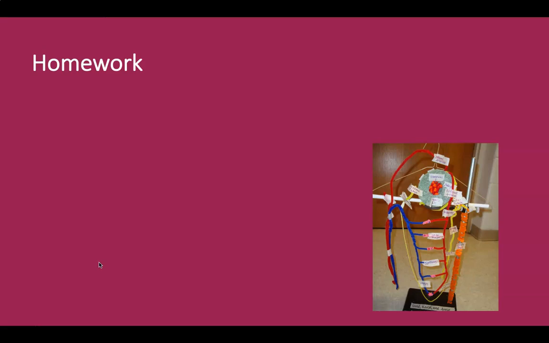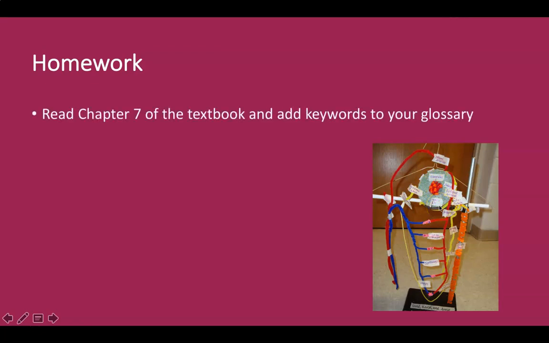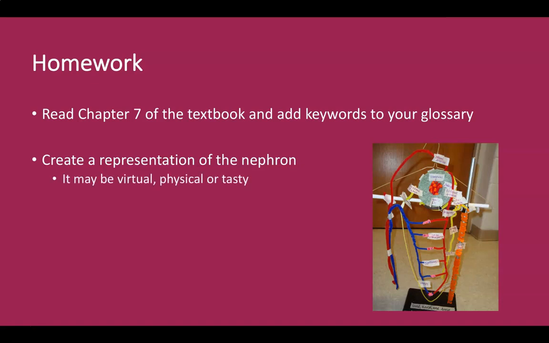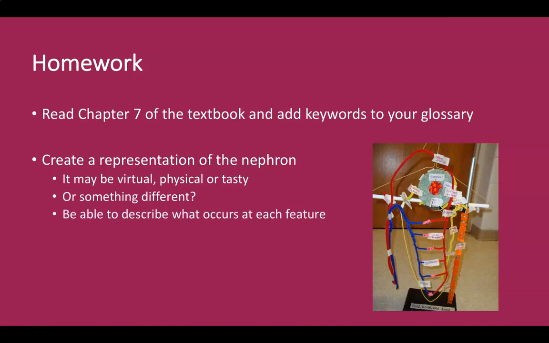So, your homework, you may recognize this. It looks a little bit like a nephron, the yellow being the nephron itself, and the capillaries in there somewhere. That looks like a glomerulus. But your homework is to firstly read chapter 7, add some keywords into your book, definitions, and then to create something that represents a nephron. That may be virtual, physical, tasty, or it can be something different. But don't just create it and not know what's going on. Make sure you can describe what's happening at each step. How does structure relate to function?